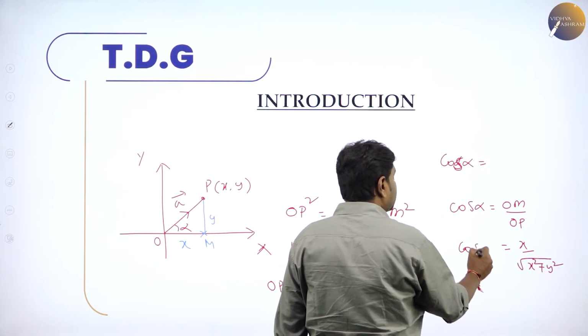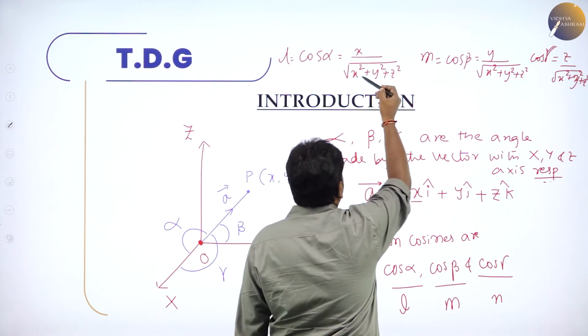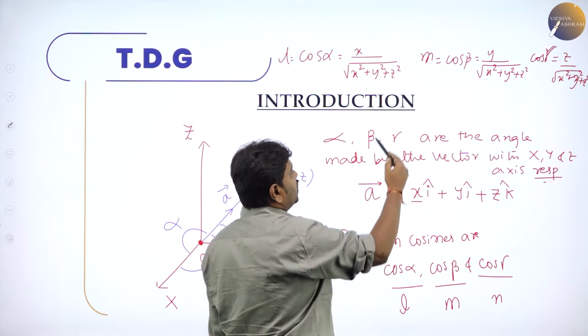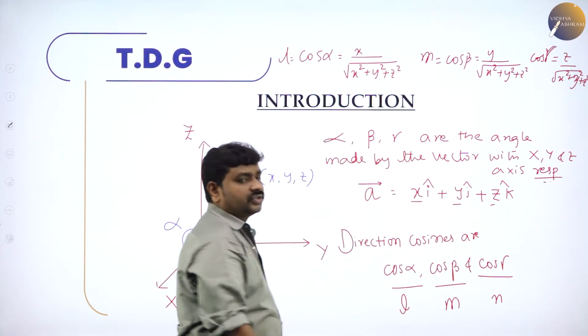So in two dimensions I got cos alpha as x by root of x square plus y square. In three dimensions it will be x square plus y square plus z square. And cos beta similarly is y by the same quantity. So this is in brief.